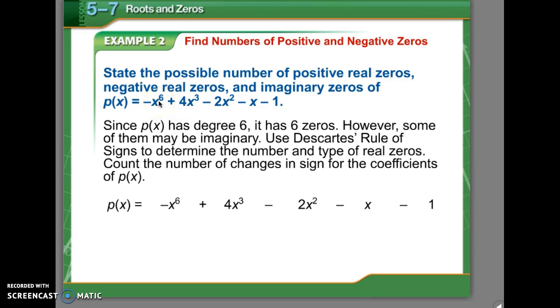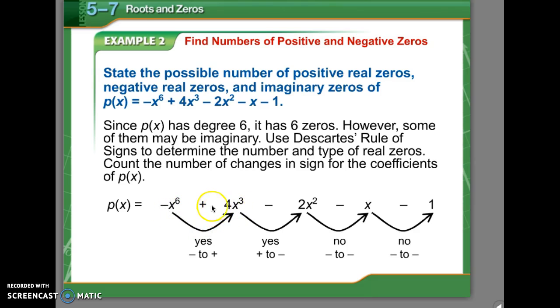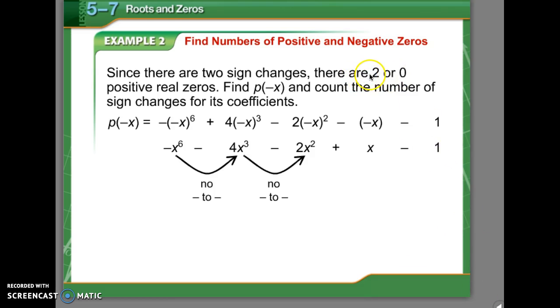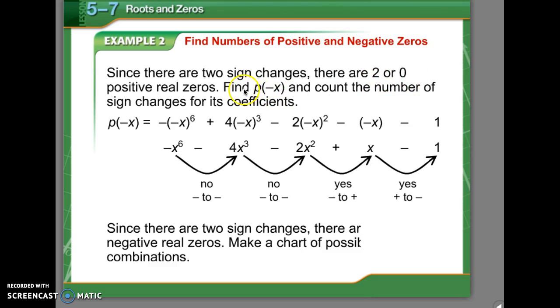So we know it's 6th degree, so there's going to be 6 total zeros. If we look at p of x, the first one goes from negative to positive, then it goes from positive 4x to negative 2x, and then the rest of the terms are negative. They don't change sign. So we change sign here, we change sign here. 2 sign changes means 2 positive real zeros. Or maybe there are no real zeros. If we go back and read the rule, it said there's either 2 or it's decreased by an even number if it's not 2. To do negative x, we're going to plug in negative x in each term.